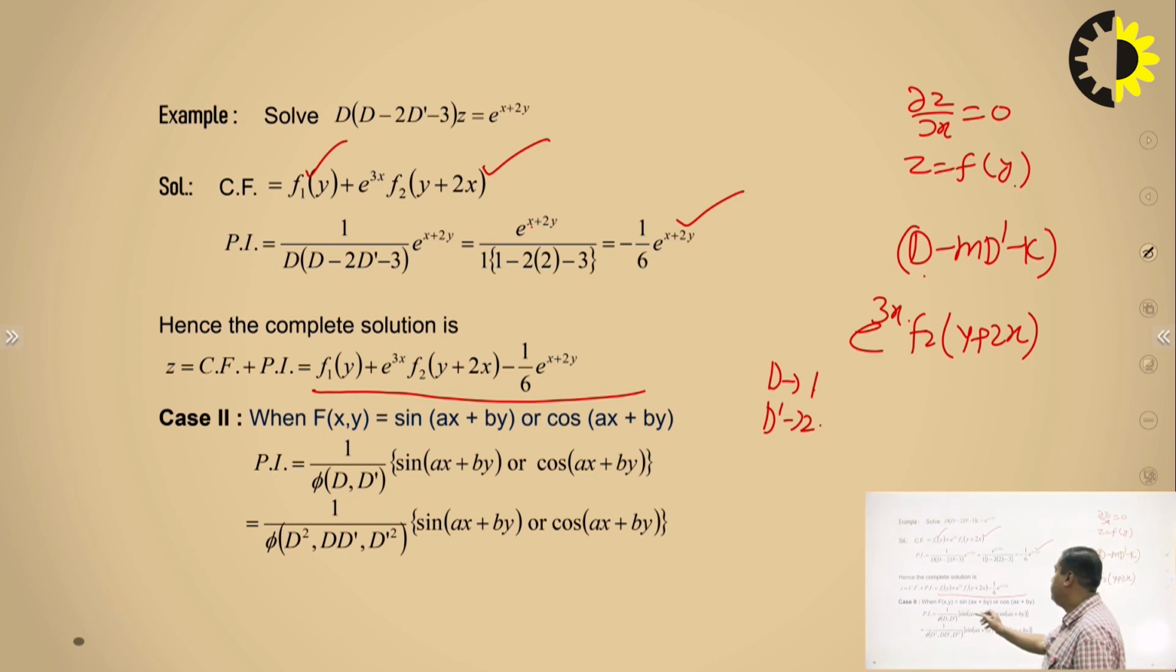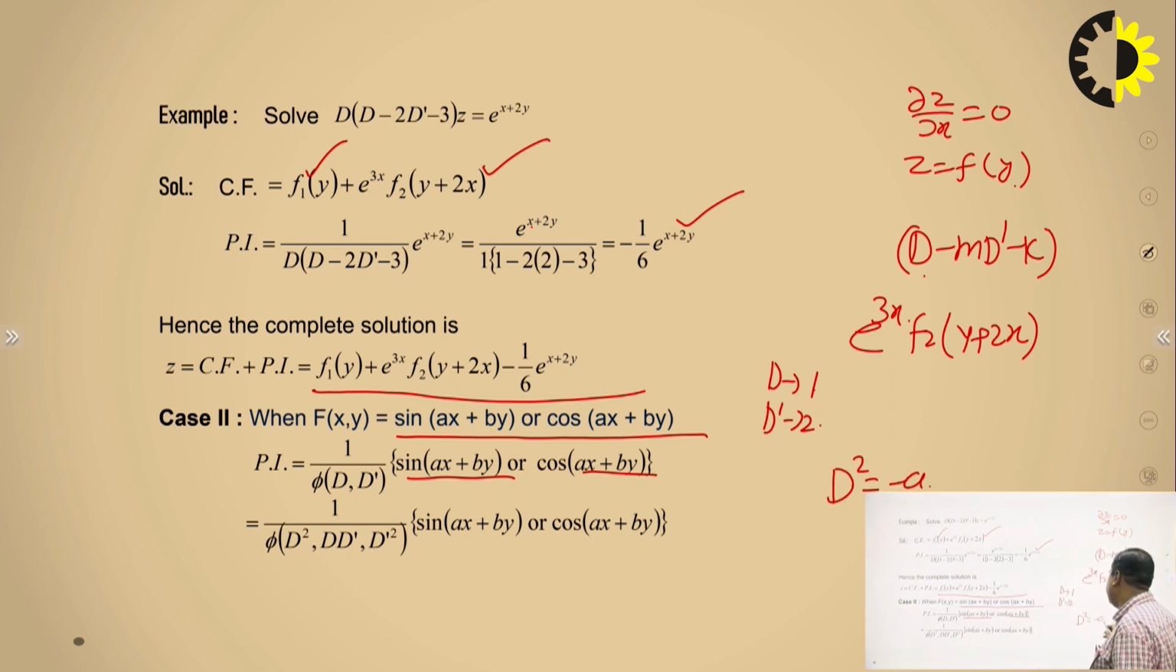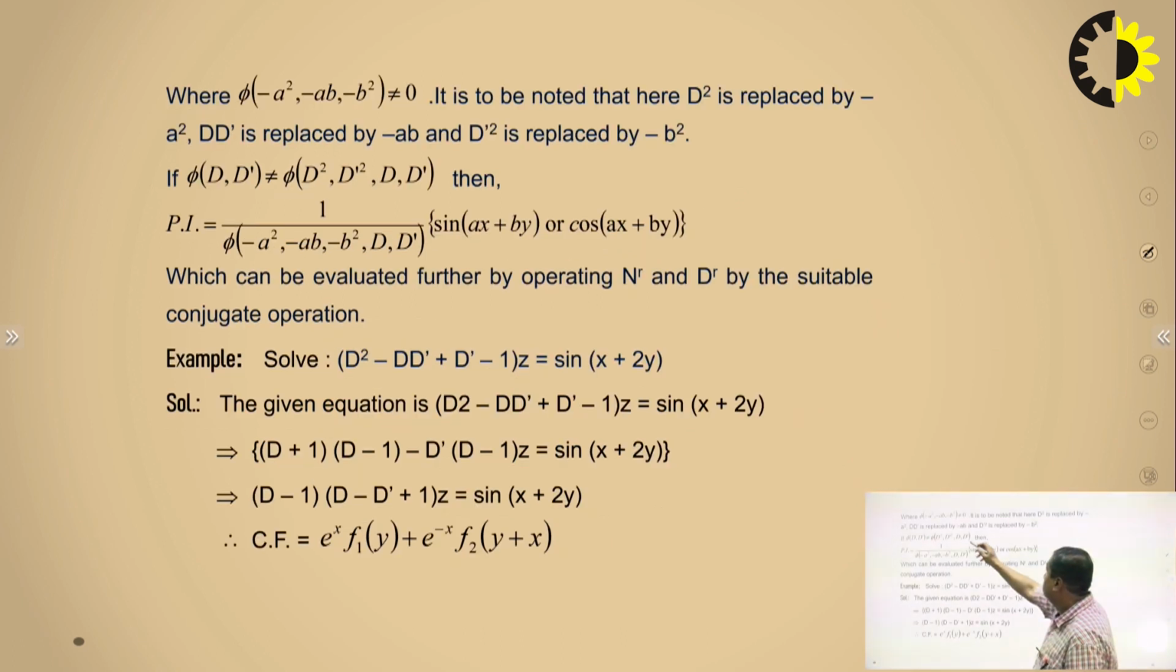Now we are taking the PI of sin ax plus by or cos ax plus by. So we write it as sin ax plus by or cos ax plus by over function of DD dash. Here we replace D square is equal to minus a square, D dash square is equal to minus b square, and DD dash is equal to minus ab. And that becomes minus a square minus ab minus b square. Here D square is replaced by minus a square, DD dash is replaced by minus ab, D dash square is equal to minus b square, and that becomes the function of sin ax plus by or cos ax plus by.